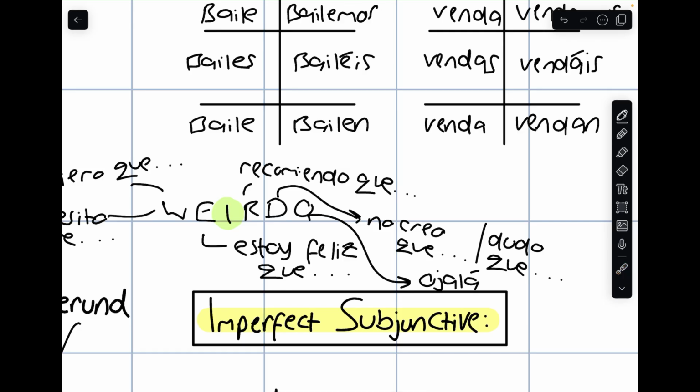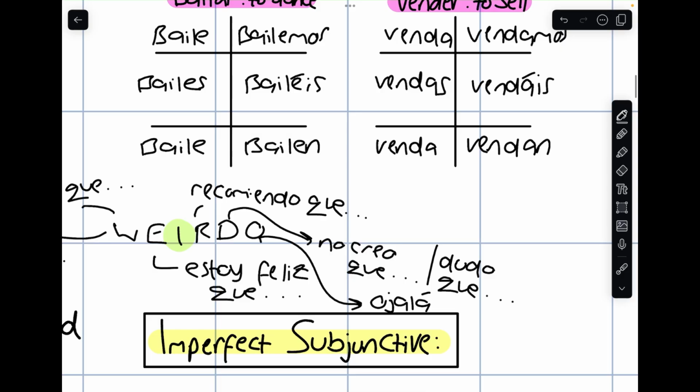Now, what you might have noticed is that all of these phrases end with que, and that is the key signifier of the present subjunctive. The relative clause will always have que in it. Quiero que, recomiendo que, no creo que, estoy feliz que. So if you see que and any of these phrases, they will use the subjunctive.